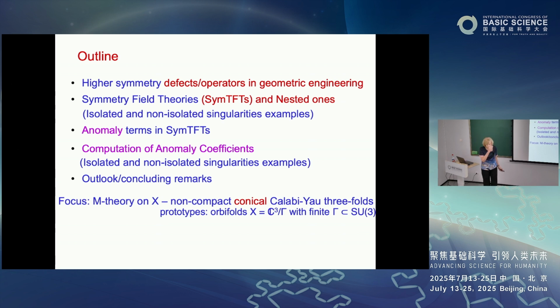So the focus specifically here will be, for specificity, M theory on a non-compact singular space, that we will choose to be a non-compact conical Calabi-Yau threefold. And the prototypes that I'll highlight would be non-compact orbifolds with the finite group gamma sitting in SU3 holonomy. The resulting quantum field theory via this geometric engineering is consequently quantum field theories in 5 dimensions that has supersymmetry.